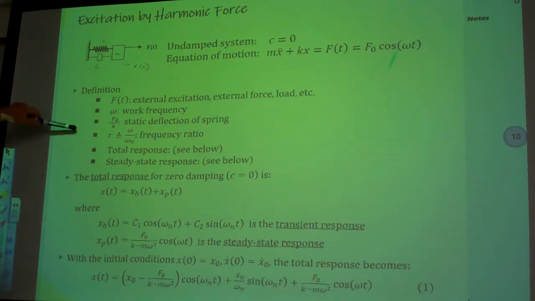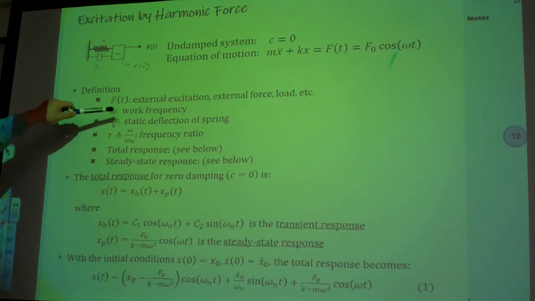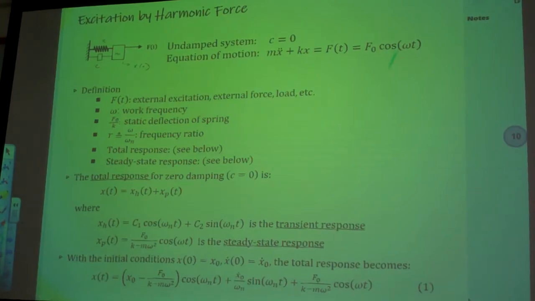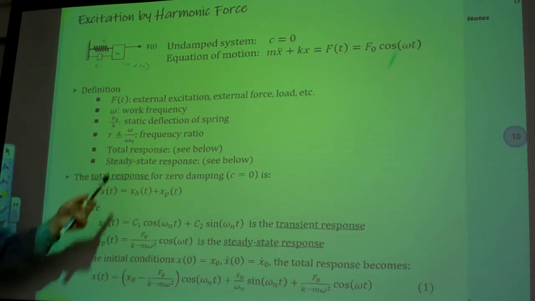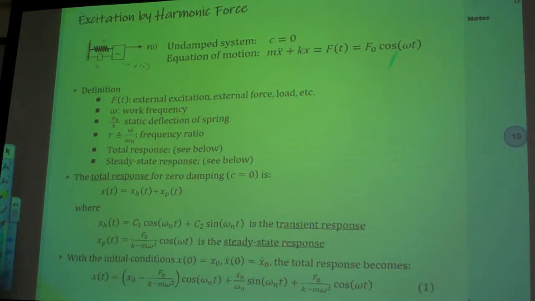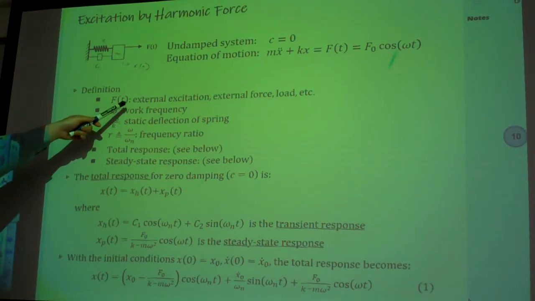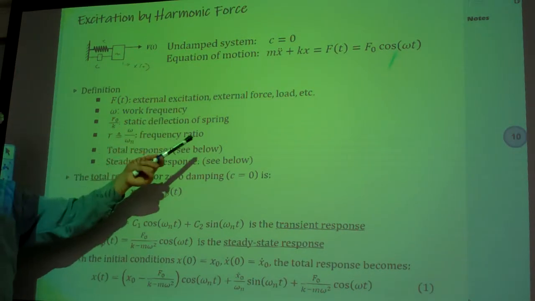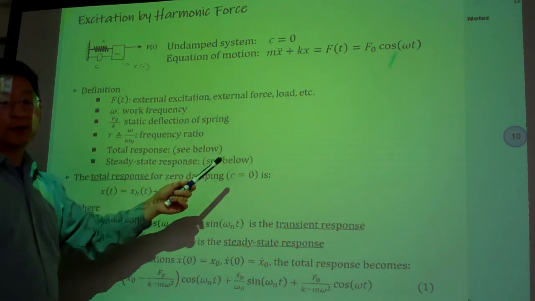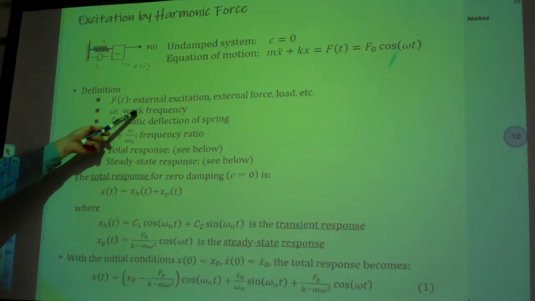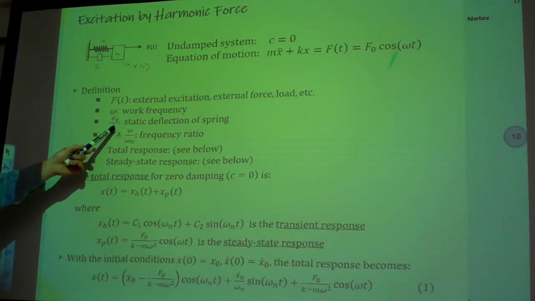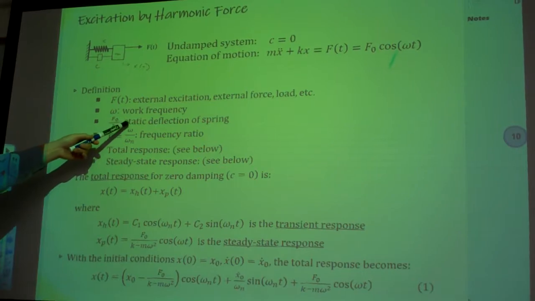Here are certain definitions, and I put them together because I simply want to build good communication. Once we communicate, we had better use these standard terms. The first one, F of t, is called the external excitation, external force, or loading. Omega is called the working frequency.